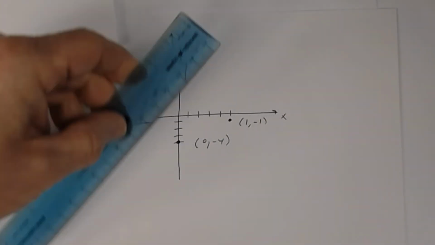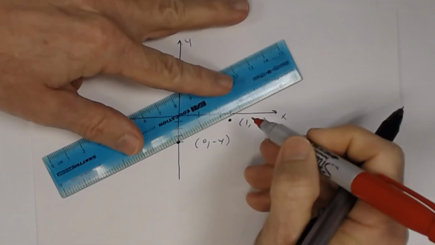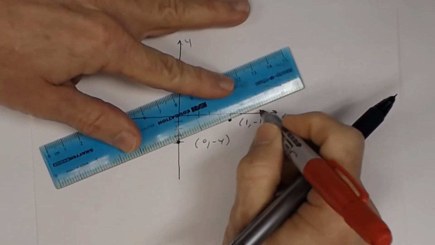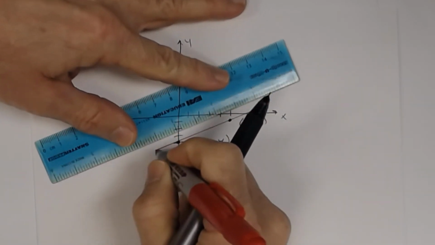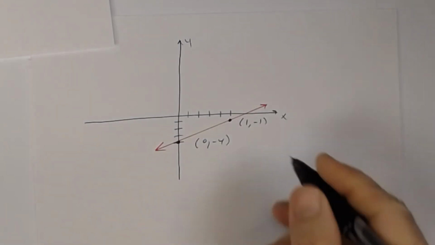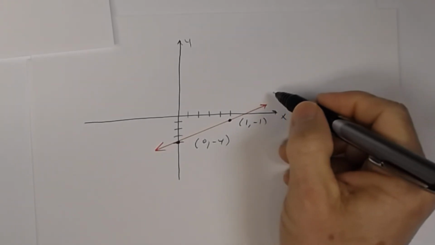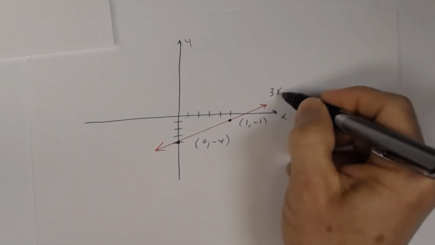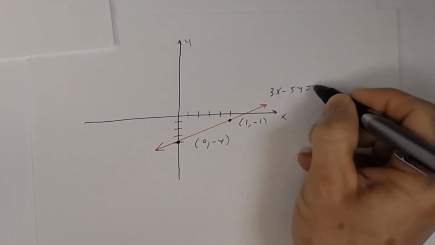So that's how you're going to do it by drawing it by hand. So if you don't have grid paper, then that's how you're going to have to deal with this. Okay, and so there's your graph. Don't forget to draw the graph. All right, so that's how you can do this by hand. All right, so let me go ahead and write the equation. This was 3x minus 5y equals 20.